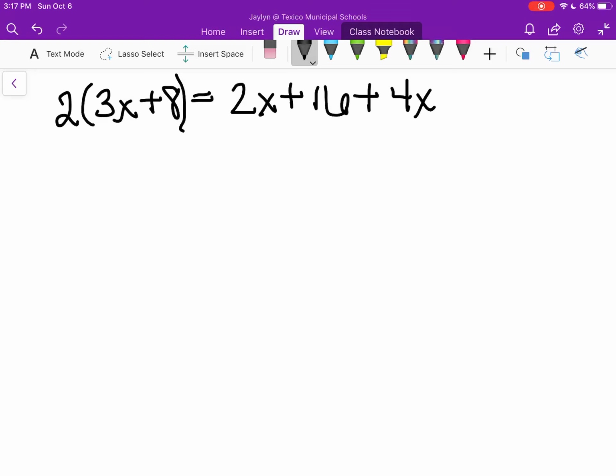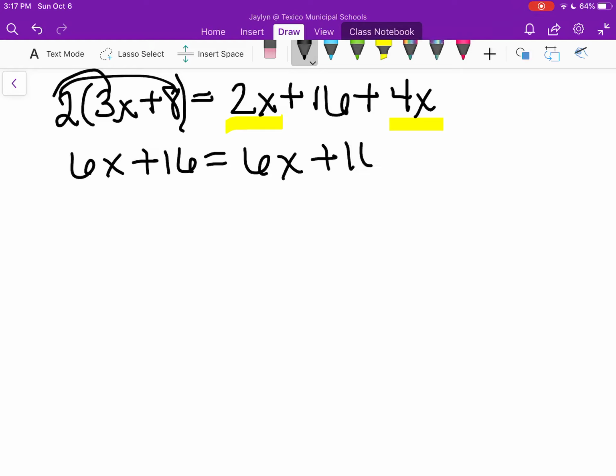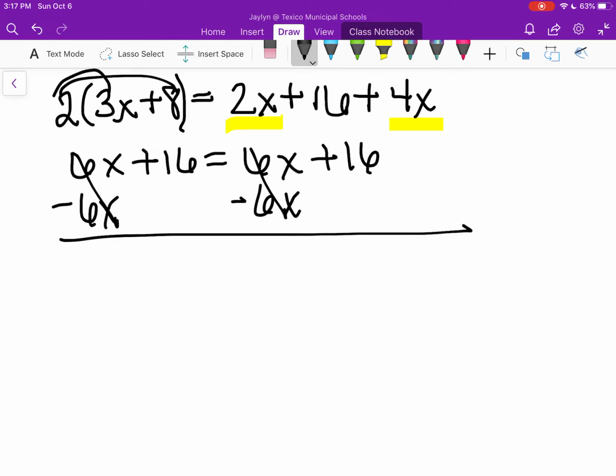So remember, over here I need to take care of the distributive property first. So I'm going to distribute this 2 to everything. So I have 6x plus 16 equals, over here these are like terms. So I need to combine those first. So I get 6x plus 16. Now then, I'm going to go ahead and subtract my variable term from both sides. If you notice, they have the same coefficient. So what do you think's going to happen? This is going to cancel on each side.